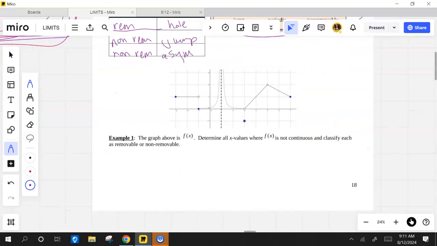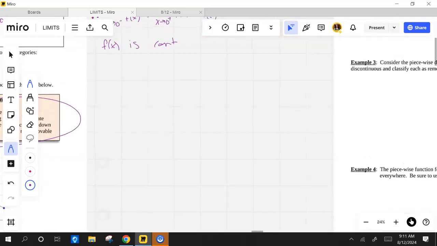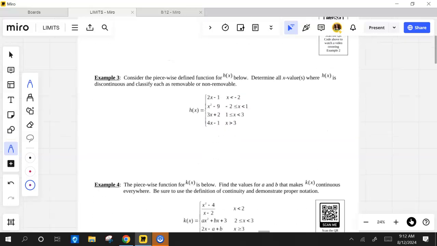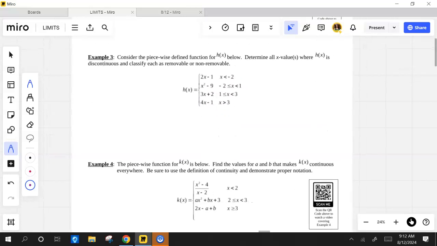Let's keep it going. Look at the example here. I'm not going to spend a long time if you guys understand this. We are looking for discontinuities: holes, jumps, asymptotes. If you're looking at the graph, yes, but this is where I see everybody held up. Let's jump down to example 3.